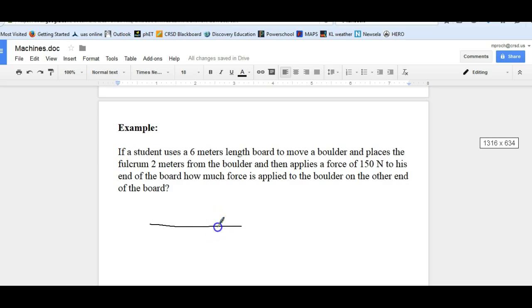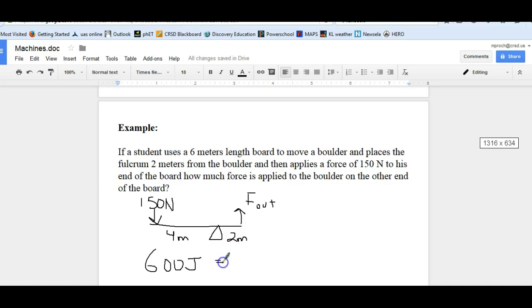Okay, and then we're going to put this thing. Here's your fulcrum. This is going to be 2 meters. We know the whole thing is 6, so this is going to be 4 meters. And then apply a force of 150 newtons. So what is the force out? We figured that out just by taking 150 times 4. That should give us 600 joules. That's how much work we do. Or newton meters, I guess you could say too.